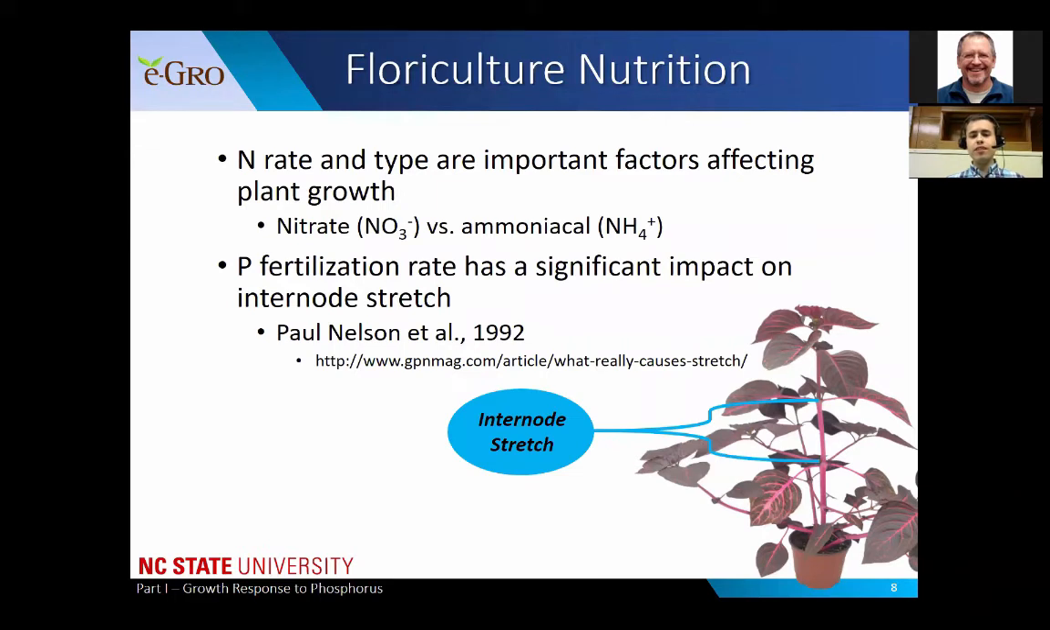And some of this initial research looking at phosphorus fertilization and internode stretch was conducted by Dr. Paul Nelson here at NC State back in 1992. And you can see there is a link to a magazine article from GPN magazine called What Really Causes Stretch. So if you're interested in seeing some of his work, you can follow that link and read that magazine article.